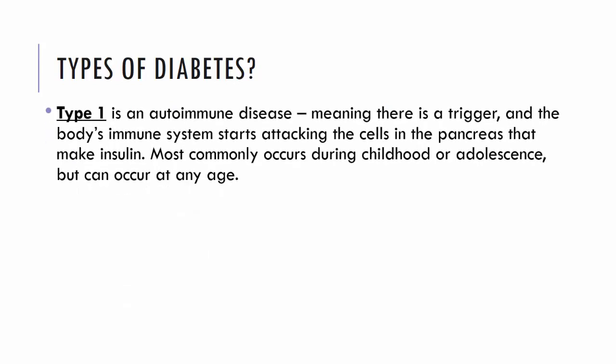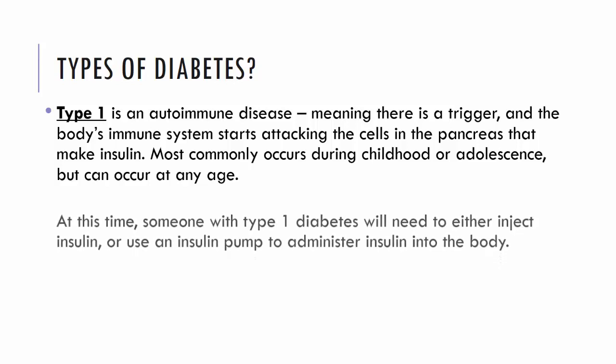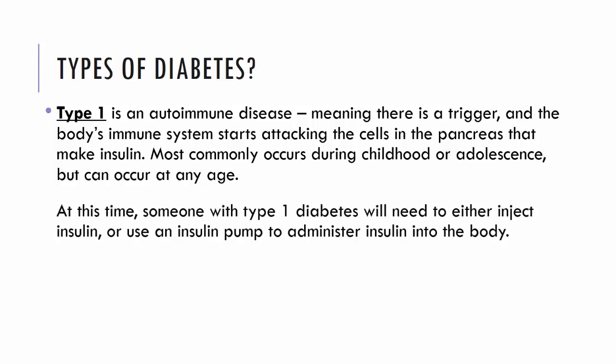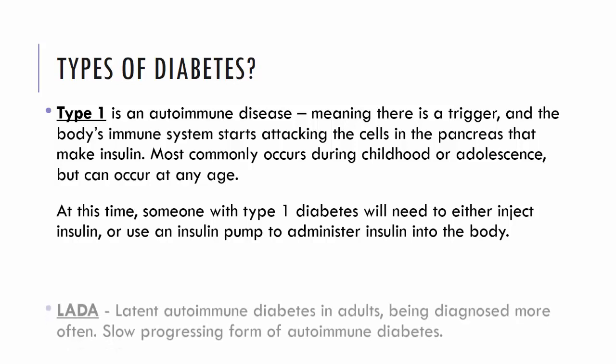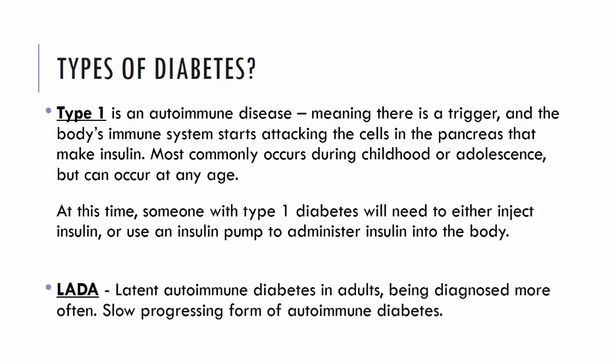Type 1 diabetes is an autoimmune disease, meaning that there is some type of trigger and the body's immune system starts attacking the cells in the pancreas that make insulin. Most commonly, this occurs during childhood or adolescence, but it can occur at any age. At this time, someone that has type 1 diabetes will need to either inject insulin or use an insulin pump to administer insulin into the body. LADA, or latent autoimmune diabetes in adults, is being diagnosed more and more. It's a slow progressing form of autoimmune diabetes.